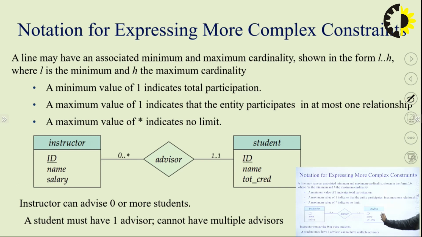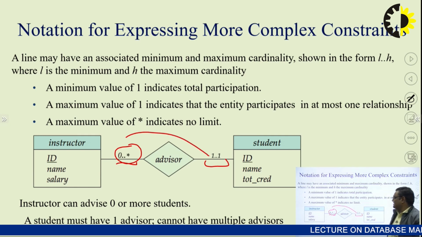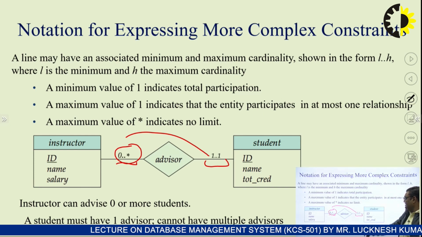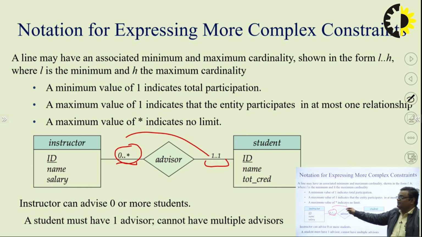So here we see a diagram. Here 0 to 1 and 0 to star are given, and here 1 to 1 is given. In this diagram we can get the information that an instructor can advise 0 or more students. Here it is indicated that a student must have one instructor as advisor but cannot have multiple advisors. Only one advisor will be given to one student.